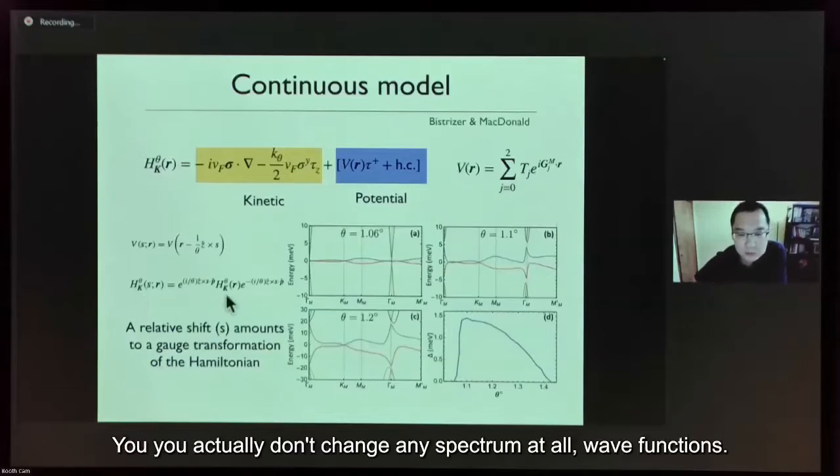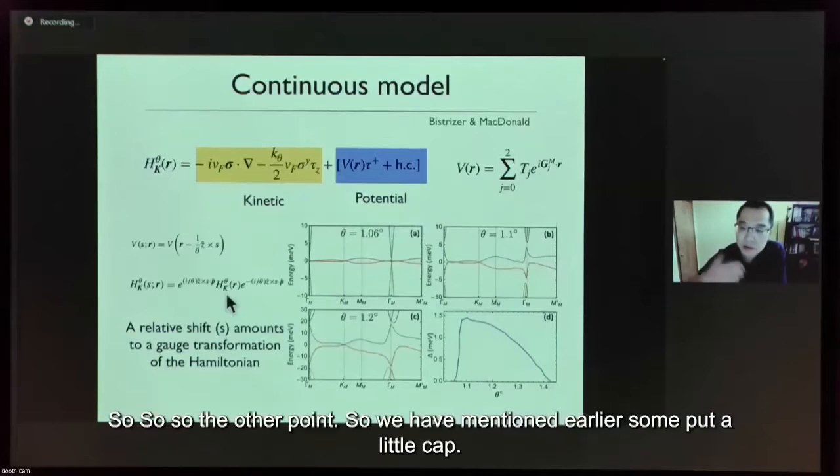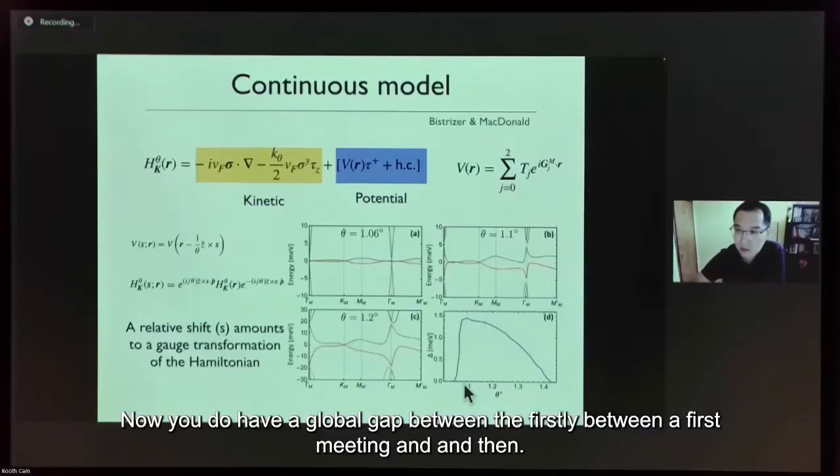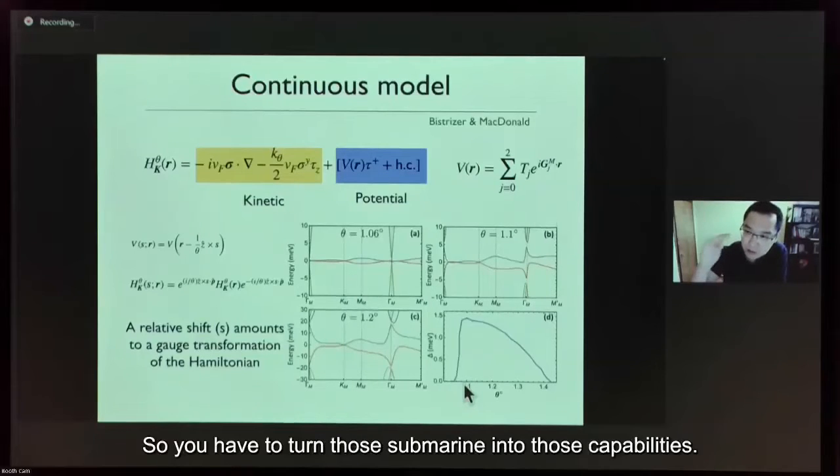Okay, so the other point we have mentioned earlier is that to qualify as a Thouless pump, you will have to have some global gap. So this is a calculation of the band structure at different twisting angles. As you can see, there's actually some range of the twisting angle where you do have a global gap between the first miniband and the second miniband, so you have the chemical potential in those gaps to have this Thouless pump.